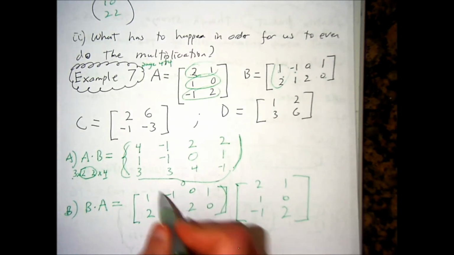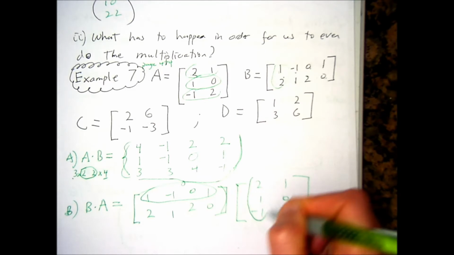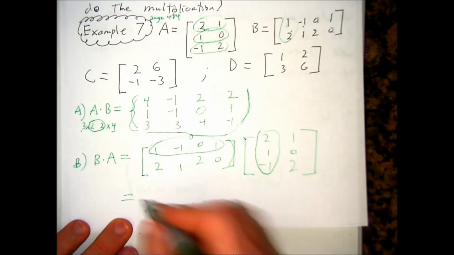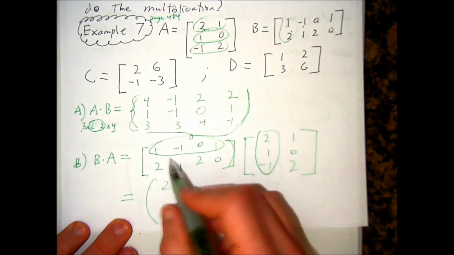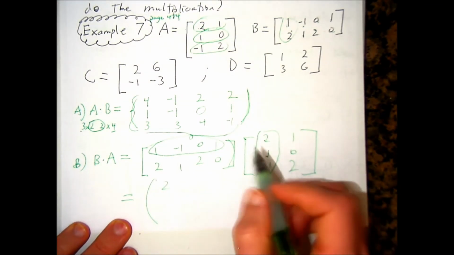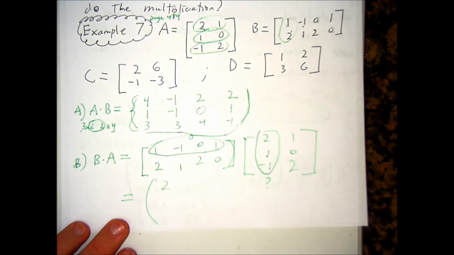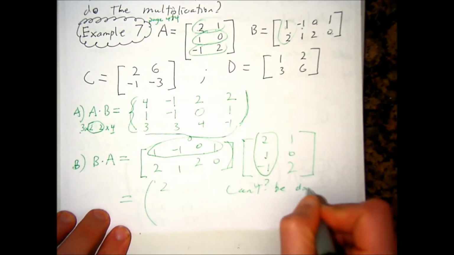So I'm going to multiply this row by this column. 1 times 2, if I were to try to make a new matrix, would give me 2. Plus 1 times 2 is 2, plus negative 1 times 1, plus 0 times negative 1, plus 1 times what? There's nothing there. So this can't be done. This is not defined.